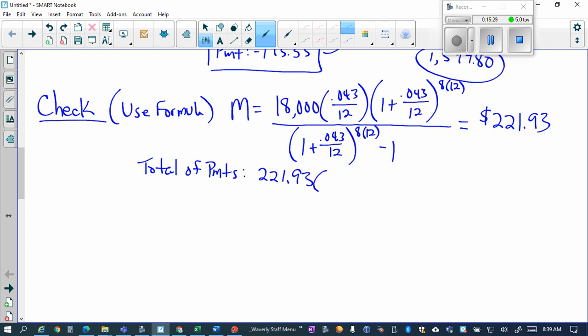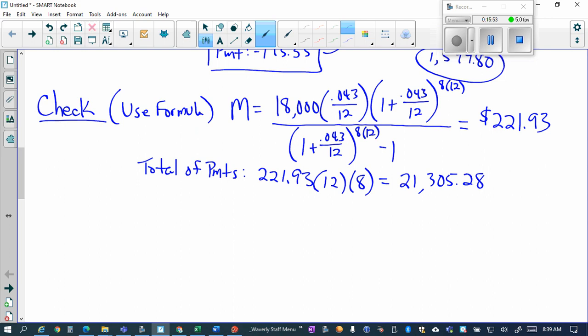221.93 times 12. How many years was this? 8 years. 8 years. And what do you get? $28. Yes, ma'am. So you get 21,305.28. So that's total payback on that loan.